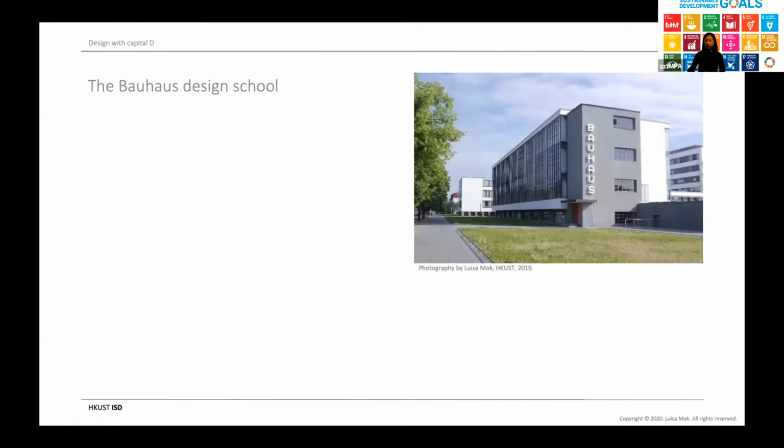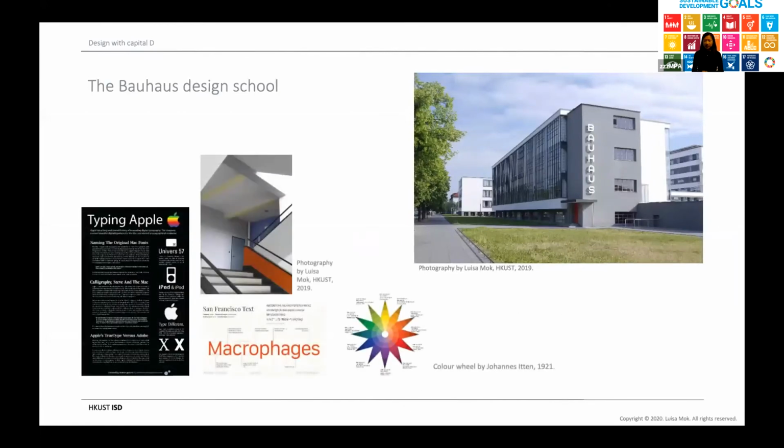So this is the Bauhaus school. They trained design students, and they also formulated many design principles and methods, like typography, color theories, and form and space. So these are design principles and design methods. It means that to guide design students, some structured methods and curriculum are important.